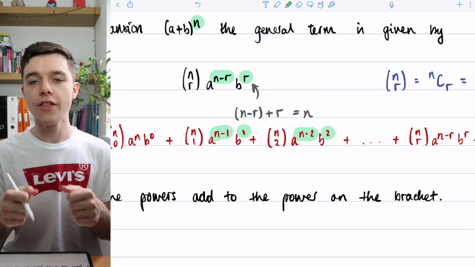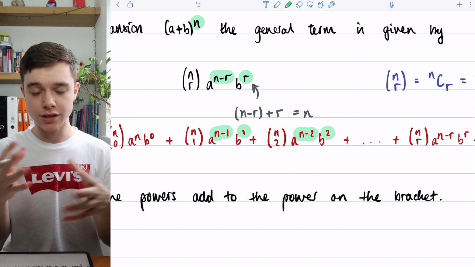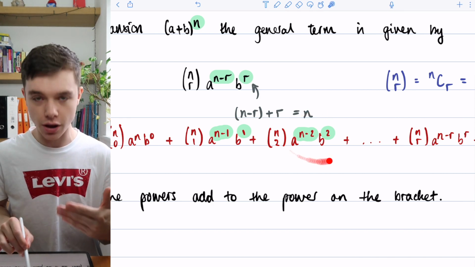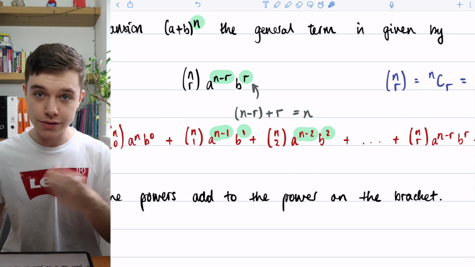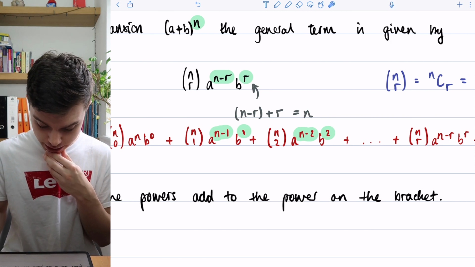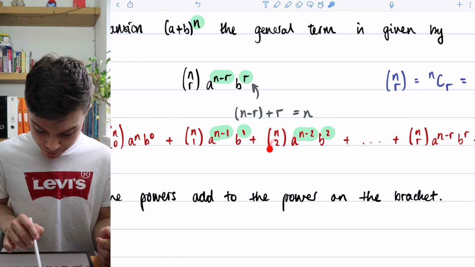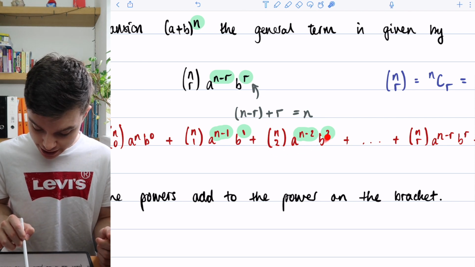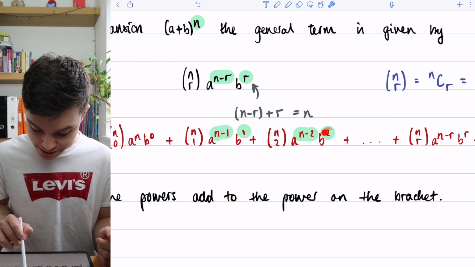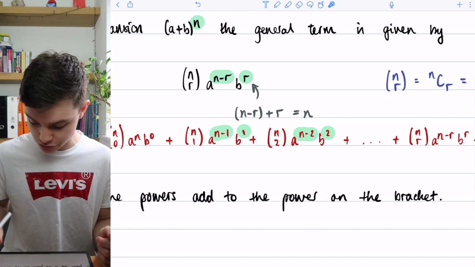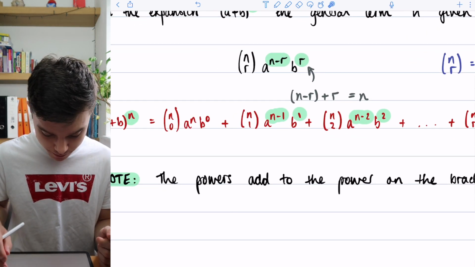So we know that when we have an a and a b on each of our terms, the powers on them must always add to the power on the bracket, okay? And just note as well, the r in the choose function here in our combination is the same as the power on the b, and that's always the case, r and r, okay?